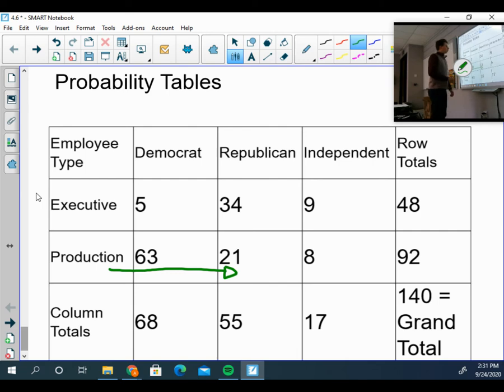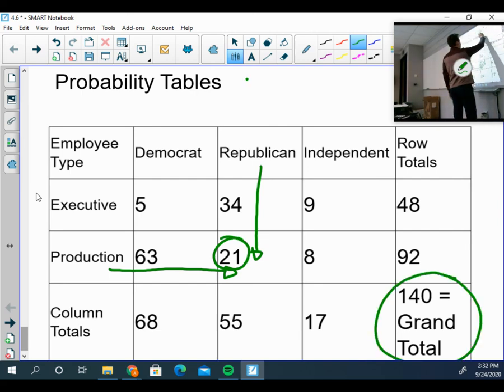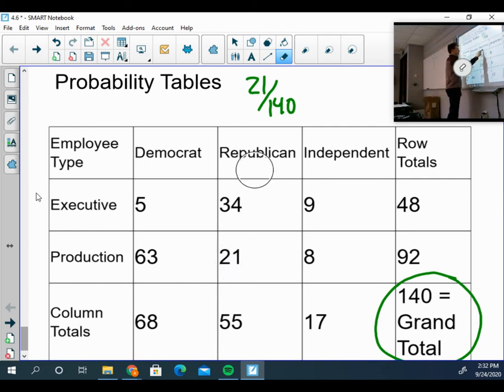Well, there are 21 production workers who are Republicans. And again, you have a total of 140 employees. So there's a 21 in 140 chance, given this probability table, that someone's a Republican and a production worker. Or that you select one person and they are a Republican production worker.